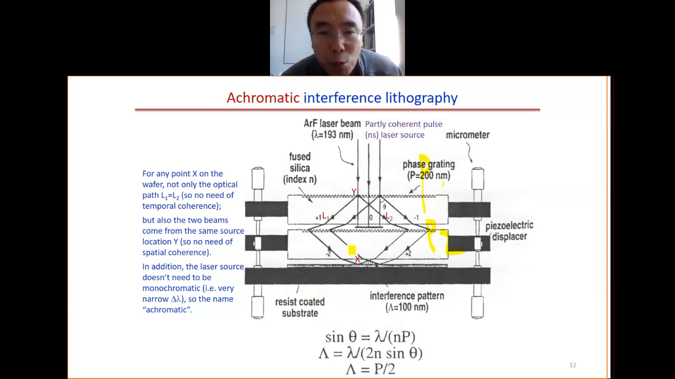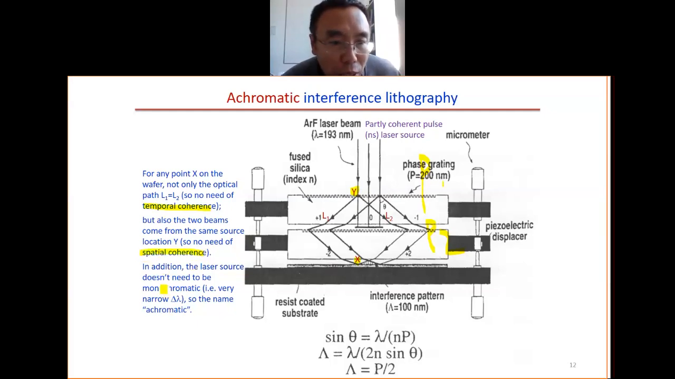So first, let's look at why we do not need spatial and temporal coherence. We can see this branch here and this branch here. They are symmetric, so the optical path difference is the same. They will come here at the same time, so we do not need temporal coherence. Moreover, this X point corresponds to the Y point. If we go to the right, it also corresponds to the Y point. So the same Y point will give the corresponding X point. The light comes from the same spot, so obviously the same beam will interfere well with itself. That's why we do not need spatial coherence.